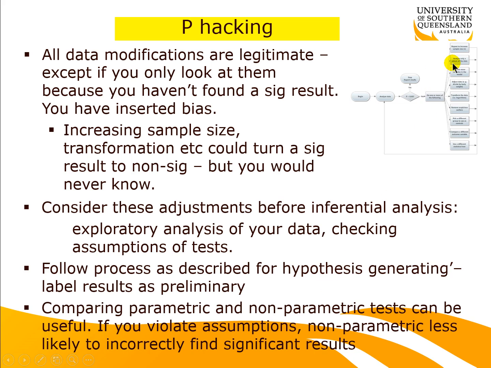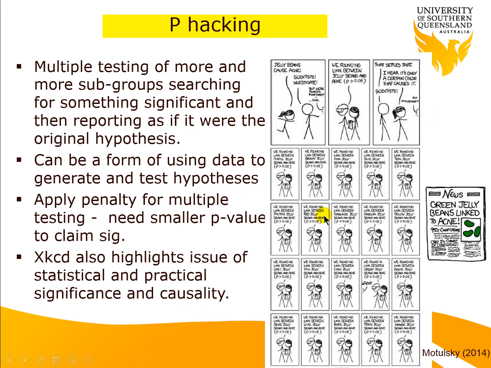This kind of process is okay if you're just trying to do hypothesis generating. The problem comes when you're doing all of this just for the inferential aspect in the hypothesis testing process. Another form of p-hacking is multiple testing. So it's testing smaller and smaller subgroups of your data until you find some significant result.